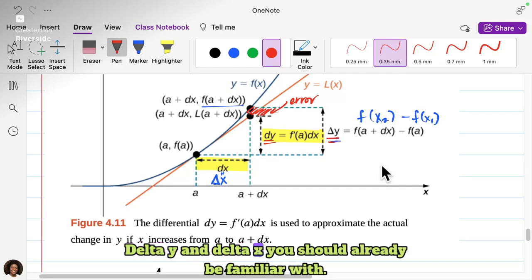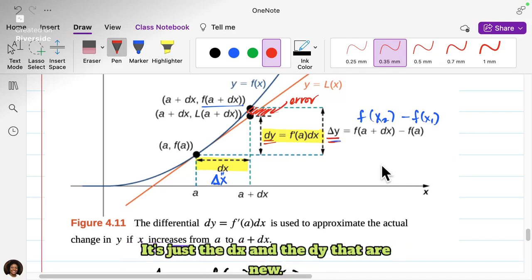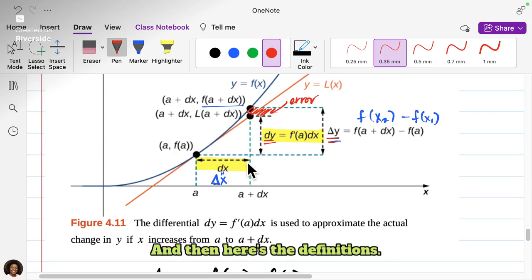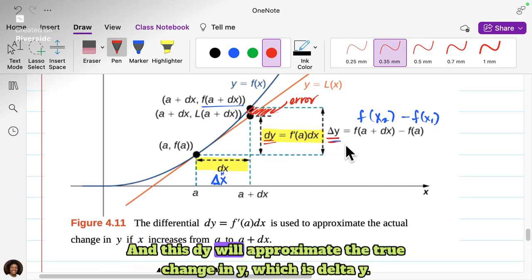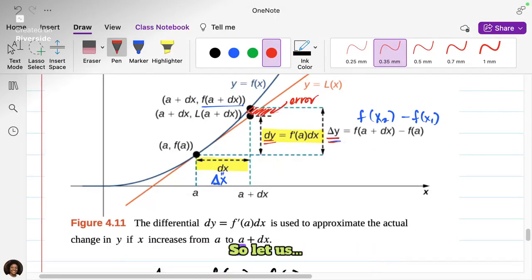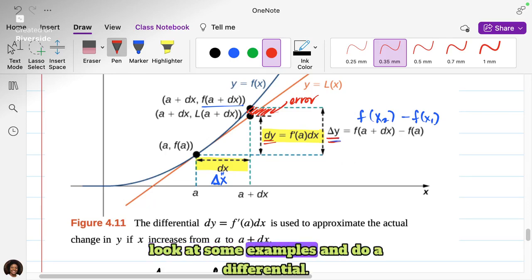Delta y and delta x you should already be familiar with. It's just the dx and the dy that are new. And then here's the definitions. Dx is given, and then dy is the derivative times that dx. And this dy will approximate the true change in y, which is delta y. So let us look at some examples and do a differential.